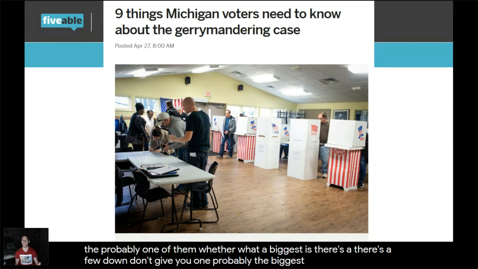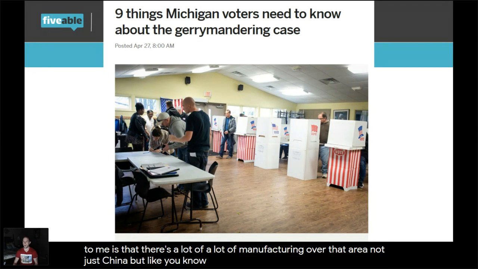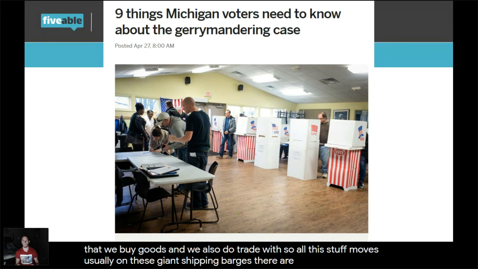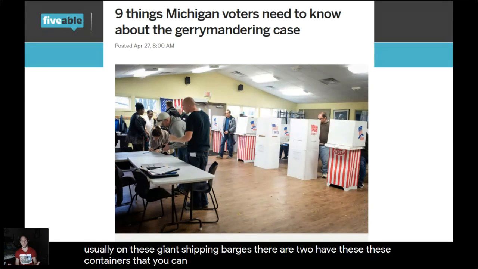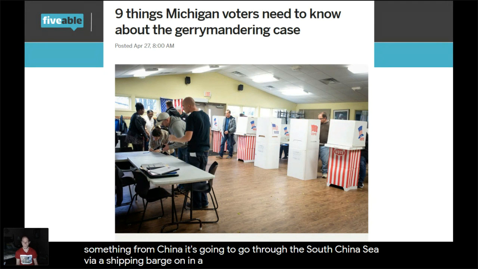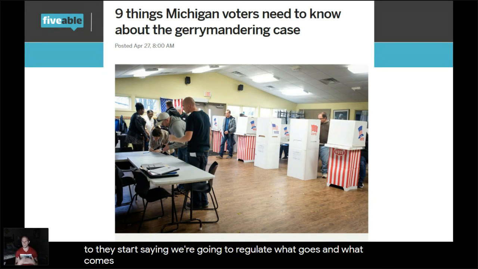Probably the biggest one that stands out to me is that there's a lot of manufacturing over in that area, not just China, but Taiwan, Korea, all these different places that we buy goods and also do trade with. All this stuff usually moves on giant shipping barges. They have these containers that you can fit a bunch of stuff in. So if you order something from China, it's going to go through the South China Sea via a shipping barge in a container. Well, if China has enough control that they start saying we're going to regulate what goes and what comes, that gives them power over us.